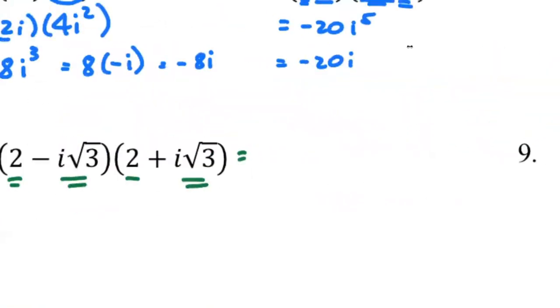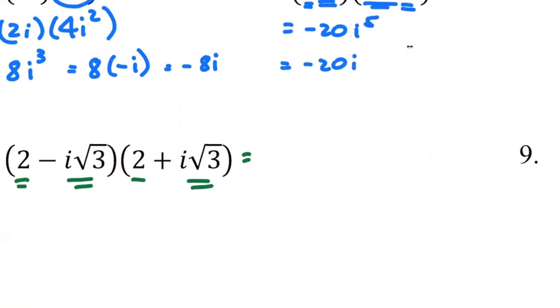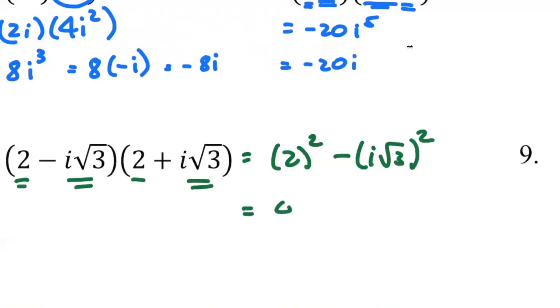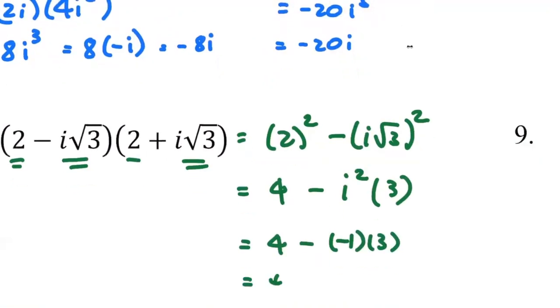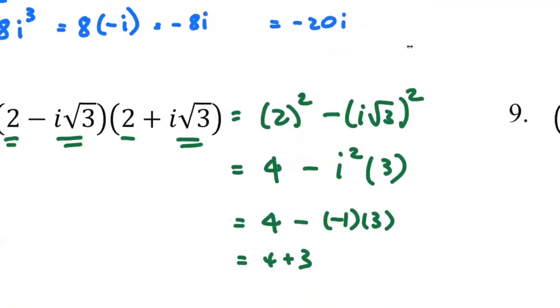So if I see this, then I'm going to go ahead and say, oh, a squared minus b squared. Your job is to make sure that you can identify the a term and b term and just put them into the parentheses. How lovely, how easy. Then we have i squared, and then the square root of 3 squared is 3. So it's 4 minus negative 1 times 3, which is 4 plus 3, and that gives you 7.